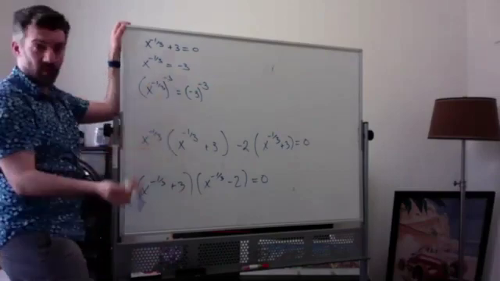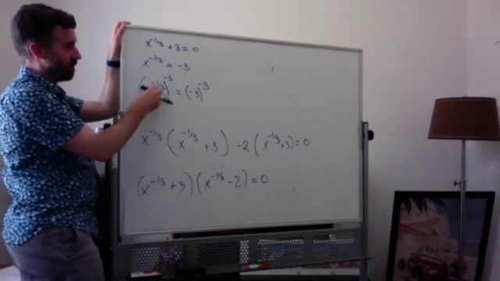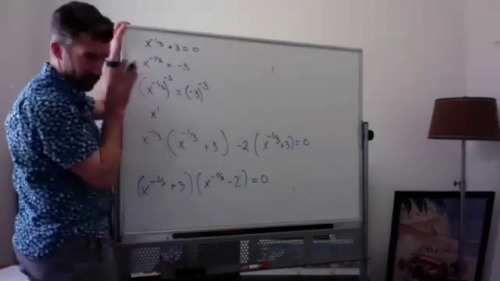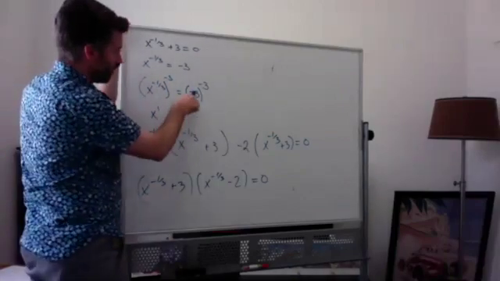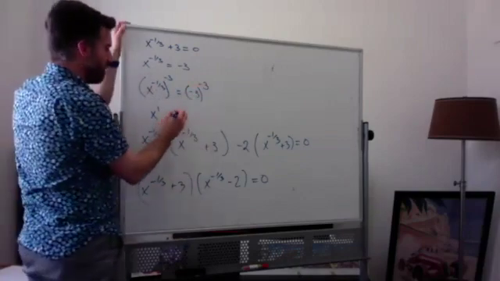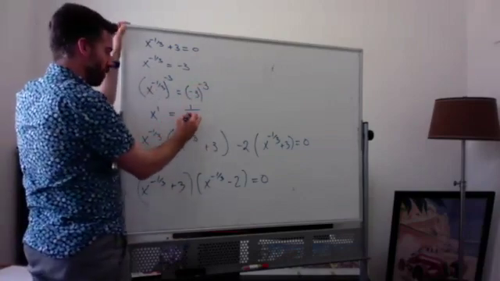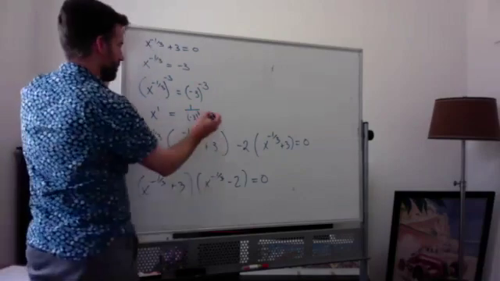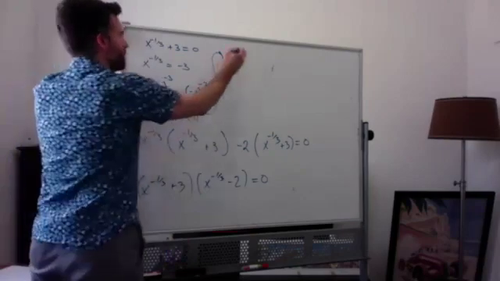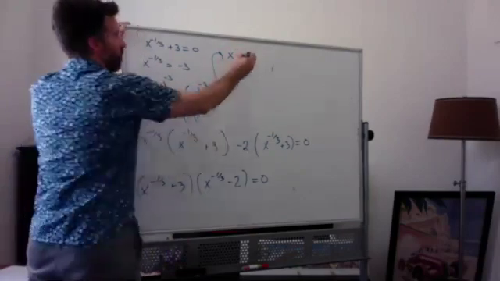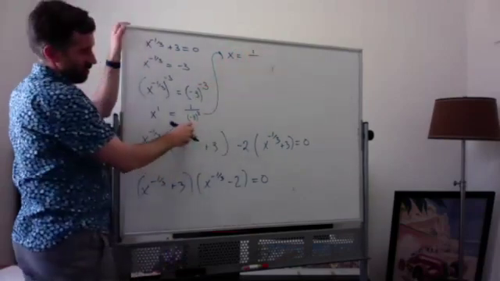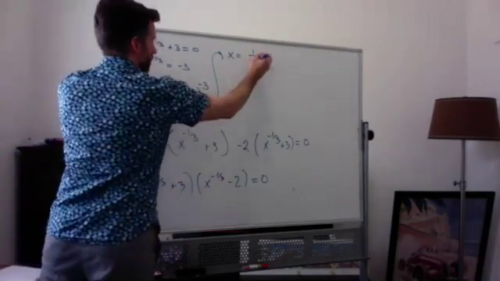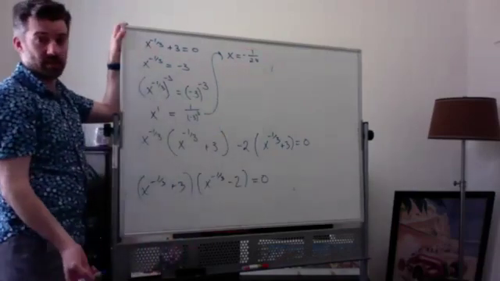Power to a power, we multiply the powers, and negative 1/3 times negative 3 is positive 1. So I get x to the first, which is just x, equal to negative 3 to the negative third. I might rewrite this as 1 over negative 3 to the third. So this just becomes x equal to 1 over negative 3 to the third power, which is negative 27. Or I would write it as negative 1 over 27.